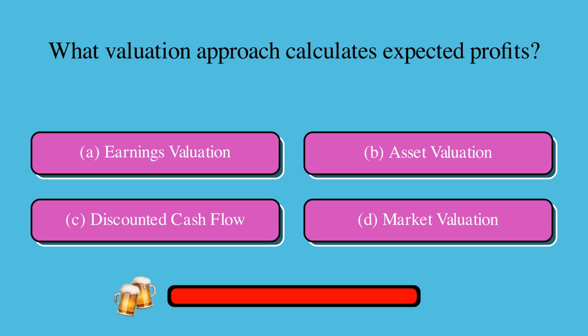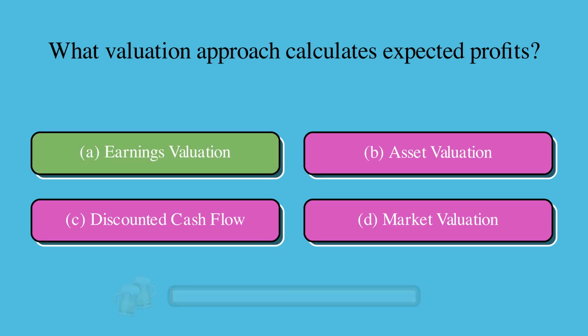What valuation approach calculates expected profits? Is it A, earnings valuation, B, asset valuation, C, discounted cash flow, or D, market valuation? The correct answer is A, earnings valuation.